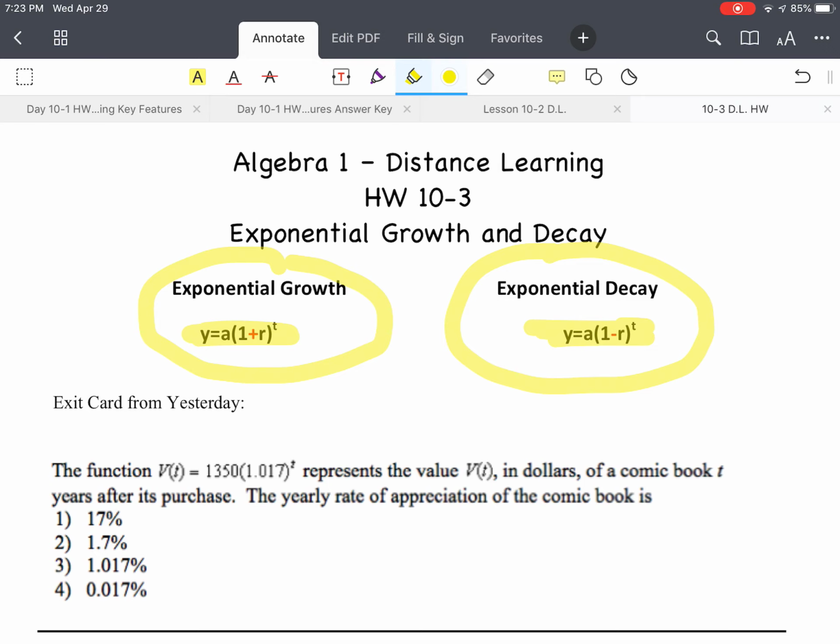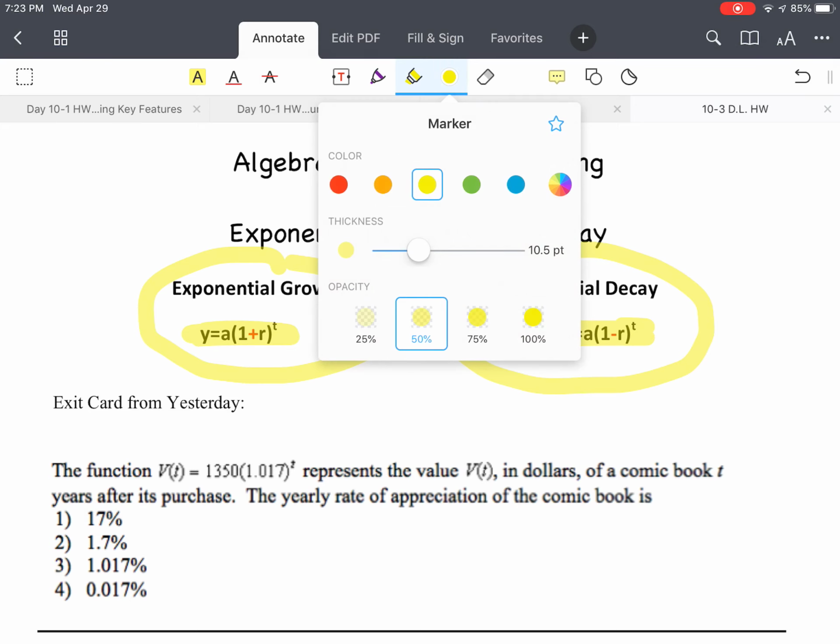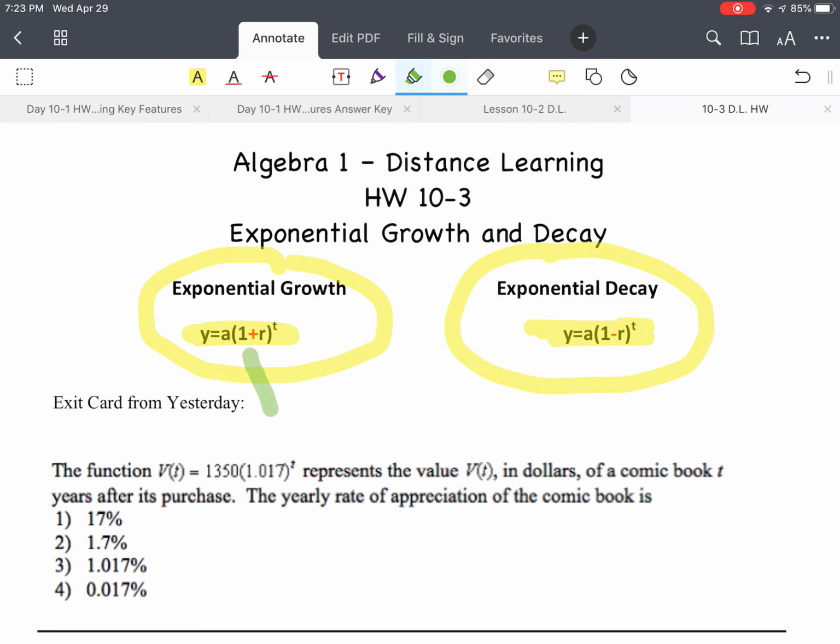So the formula for exponential growth and exponential decay are almost the same. The difference comes in with the multiplying factor, the part in the parentheses. It's either 1 plus r if it's growth. Remember, growth is greater than 1. And it's 1 minus r if it's decay. Remember, decay is less than 1. Otherwise, the formulas look exactly the same.